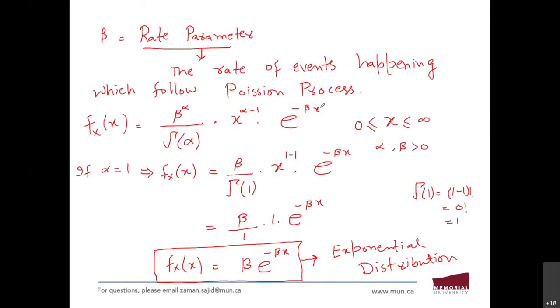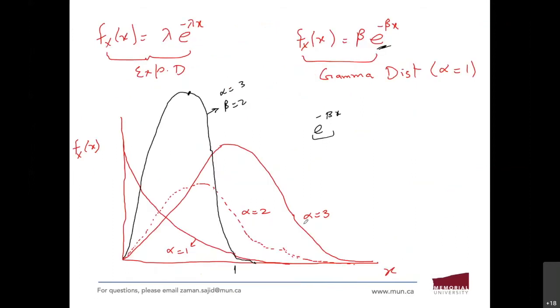Now, this is the exponential equation. Let's say I give it a number 1. It's the same thing, beta. And this is the number 2. Now, what I'm going to do in the next slide, I will compare both the exponential and gamma distribution, and I will try to find out what are the mean and the standard deviation of this distribution.